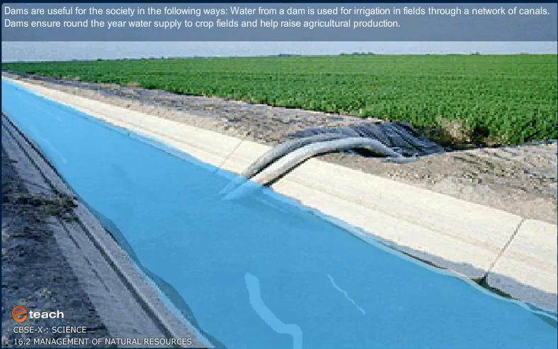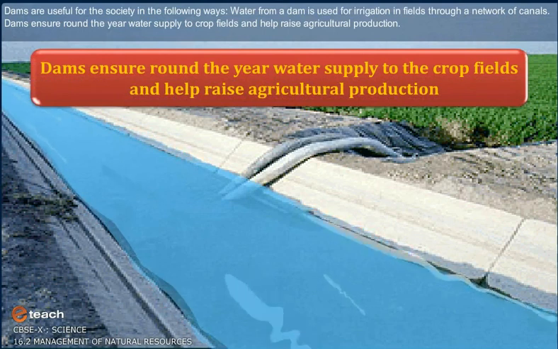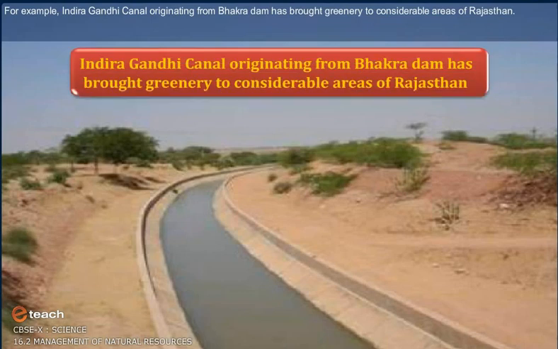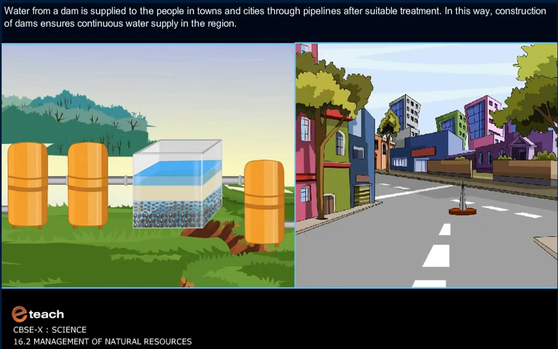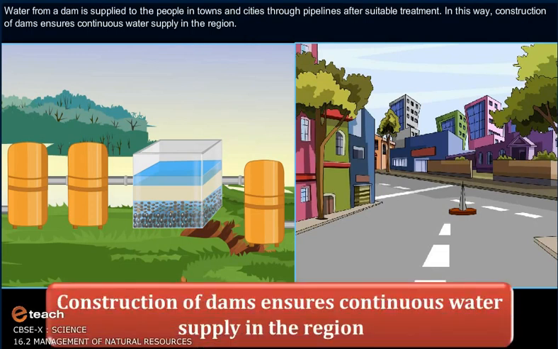Water from a dam is used for irrigation in fields through a network of canals. Dams ensure round-the-year water supply to the crop fields and help raise agricultural production. For example, Indira Gandhi Canal originating from Bhakra Dam has brought greenery to considerable areas of Rajasthan. Water from a dam is supplied to the people in towns and cities through pipelines after suitable treatment. In this way, construction of dams ensures continuous water supply in the region.